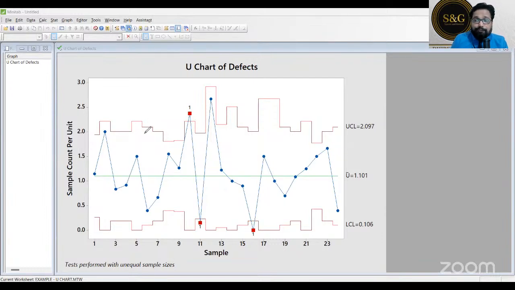I will give you the formula to calculate control limits as well. But for us, the most important thing is these 3 data points. Look at this. All right. So now here, anything which is beyond the control limit is a special cause of variation.